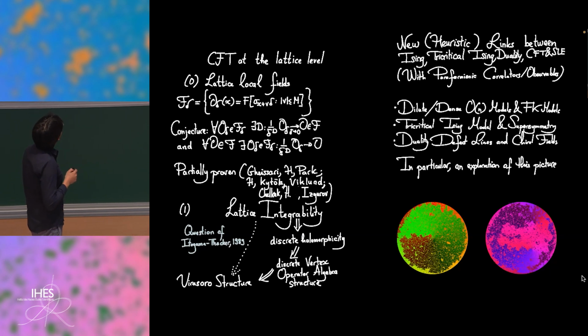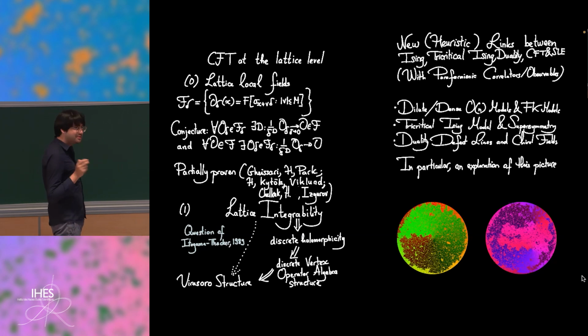The idea for this talk is going to rely on parafermionic correlators and observables. So I'll first have to explain a little bit what these guys are. And then I want to explain to you how this tells us something about the tricritical Ising model and supersymmetry, which was hinted at in the talk of Giuseppe. And then I want to tell you something a little bit more speculative, but I think quite reasonable, about duality defect lines and chiral fields.